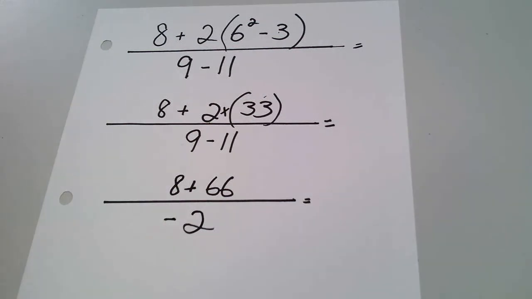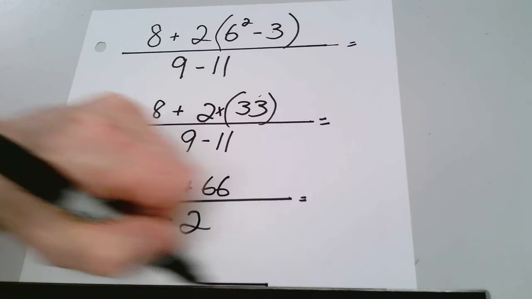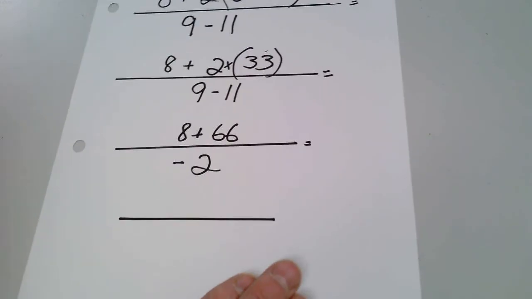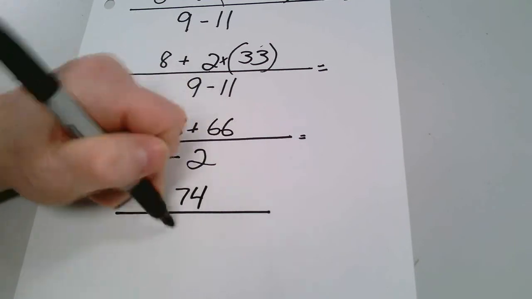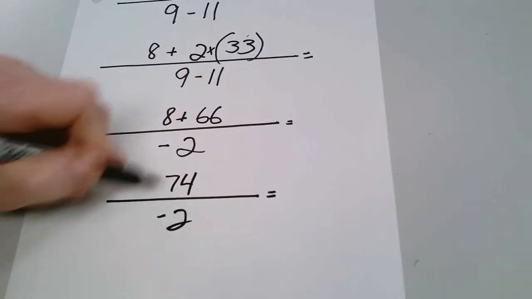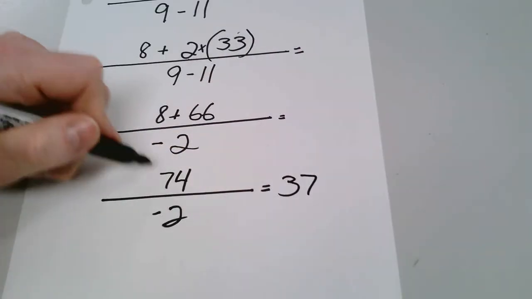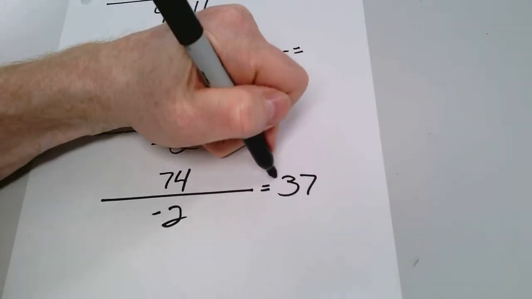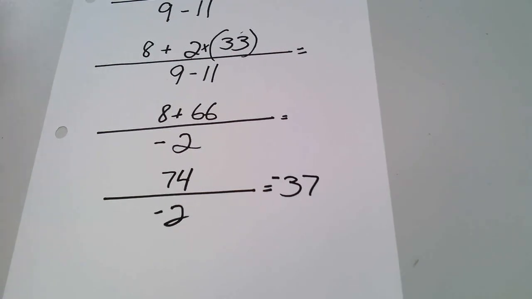So, let's finish it off. Eight plus 66 is 74, divided by negative 2. 74 divided by 2 is 37. A positive divided by a negative is a negative. So the answer is negative 37.